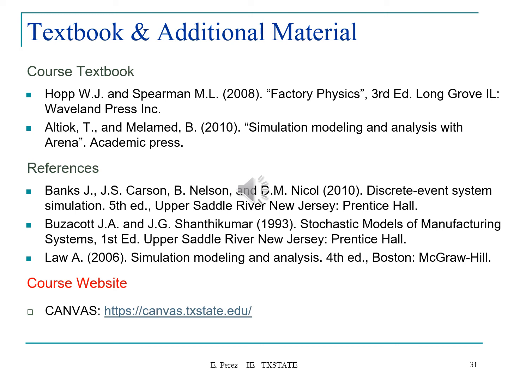In terms of the textbook, we're going to be using Factory Physics and Simulation Modeling and Analysis with ARENA as our course textbooks. These are not required. I'm going to be sharing some of the information with you in class. And then we have some additional references listed here. So the textbook is recommended. You don't have to buy it. But if you want to have it with you, then these are the two recommended books. And the course website is Canvas. So we're going to be using Canvas for this class.